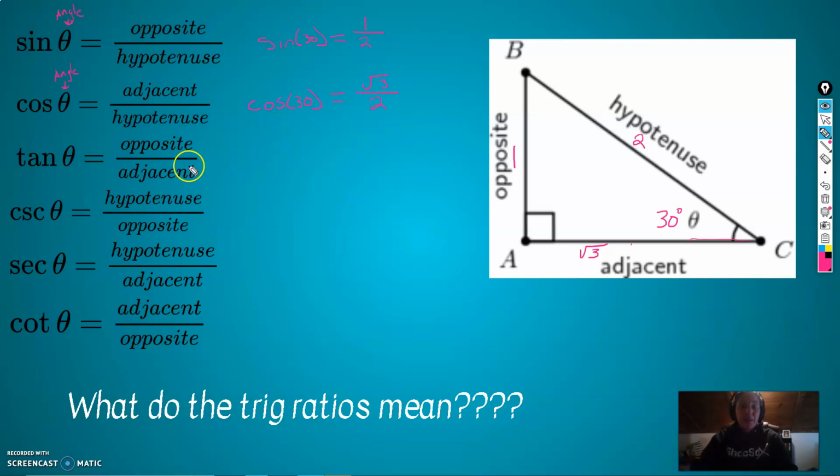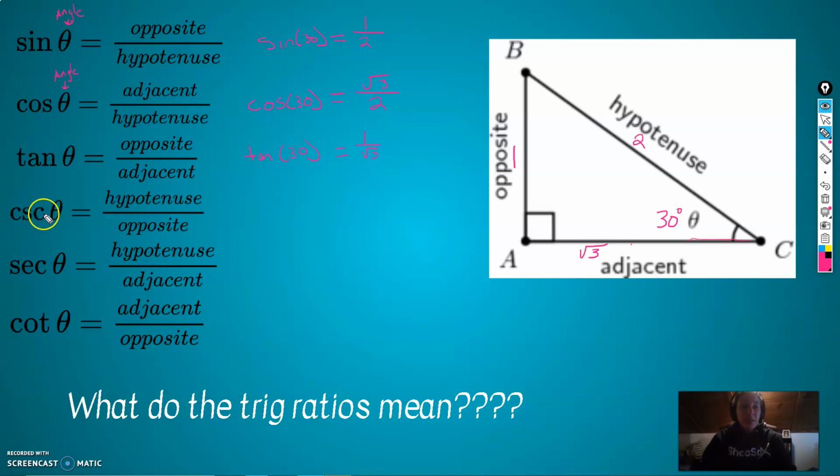Okay. Now for tangent, we have opposite over adjacent. So if we took the tangent of 30 degrees, it is the opposite side, which is 1, divided by its adjacent side, which is square root 3. So the tangent of 30 degrees is 1 divided by square root 3, and if you rationalize the denominator, this would be root 3 over 3.